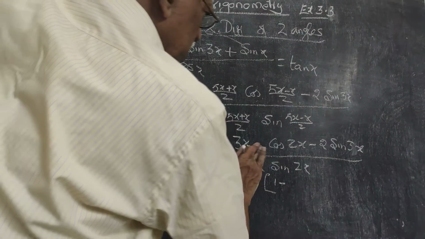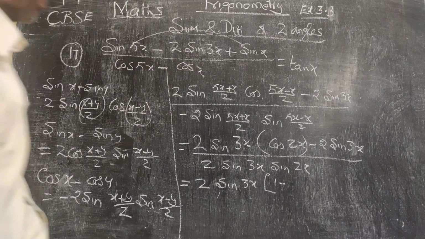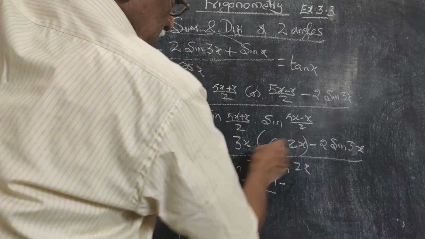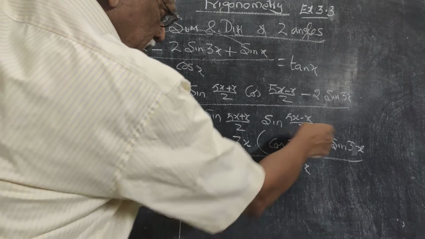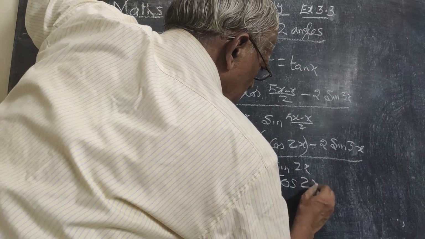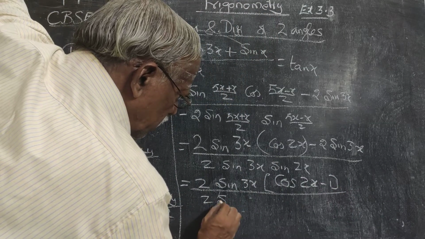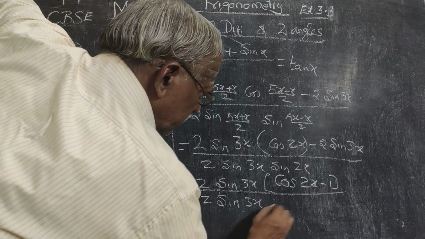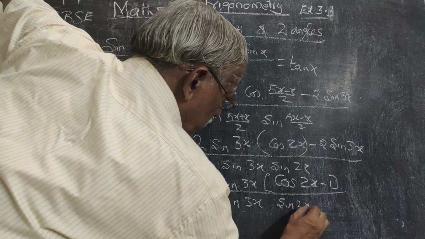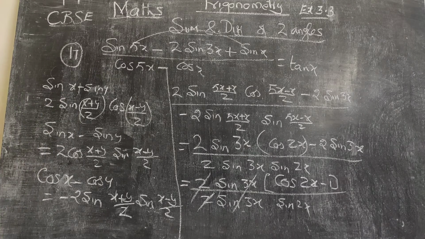This is multiplication, isn't it? 2 sin 3x and this is cos 2x minus this. So when I am taking 2 sin 3x, I am left out with cos 2x minus 1, divided by 2 times sin 3x and the sin 2x. These two things get cancelled. Now we have cos 2x minus 1 divided by sin 2x.